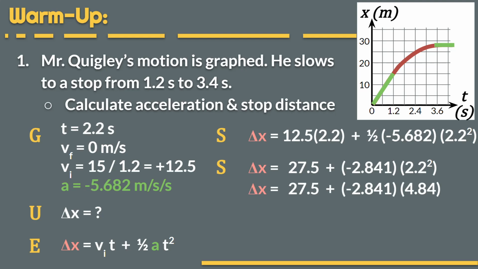We can then, again, follow order of operations. We need to multiply those together first and then add to this number. And when you do that, you get 27.5 plus negative 13.75. And when you add, you're really subtracting. Your answer ends up being positive 13.75 meters. And so that is his stopping distance. And again, that makes sense because we were from 15 to almost 30, and that would be almost 15 more, but not quite. And so that makes sense as an answer. But we couldn't see that number on our graph.